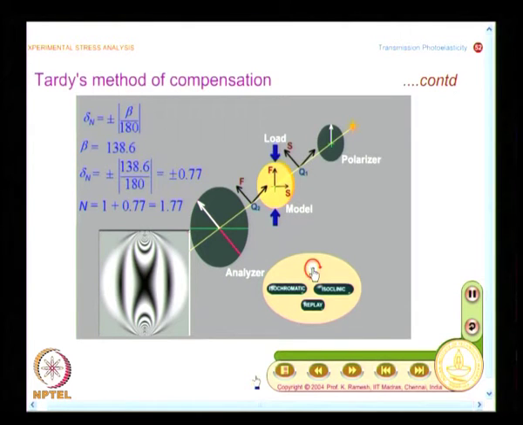So, now we have fairly understood the way the fringe orders move and how the analyzer helps in making the intensity at the point of interest 0, because we have always been looking at some intensity at the point of interest, mainly because the model has not behaved like a full wave plate. So, for it to behave like a full wave plate, I need to add some retardation or subtract some retardation, depending on which way I want to proceed.